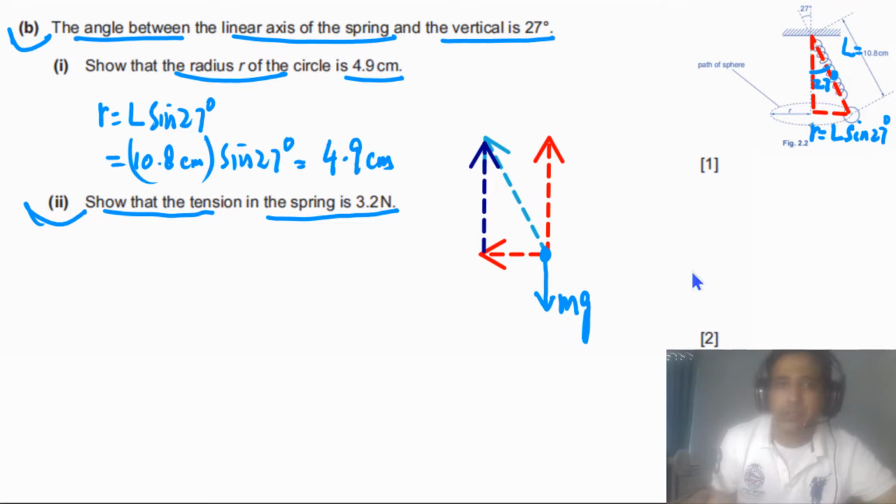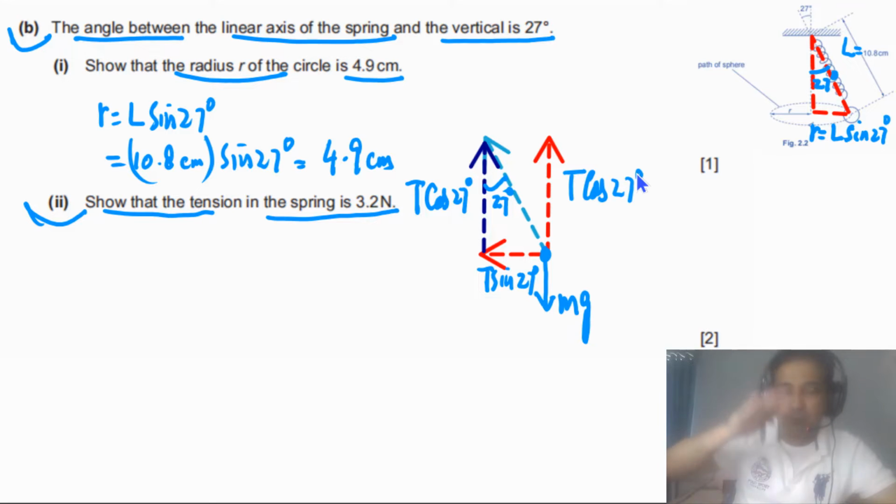So in this case, this is the vertical component. An angle is given to us. Here we have angle, this angle is 27 degrees. So if this angle is 27 degrees, this component of the tension has to be T cosine of 27 degrees because this is with the angle. And this one will be T sine of 27 degrees because this is opposite to the angle. And so this component is T cosine of 27 degrees.